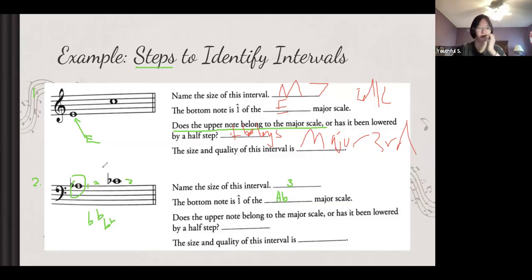So we have A, and also another way that you can do this without spending all that brain power on A flat major is you can look at both of these. Since they're both flats, that means they've both been lowered to the black keys. You can just remove these flats. Erase them almost.